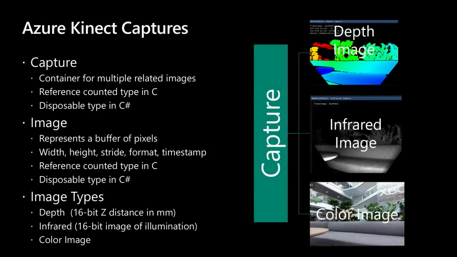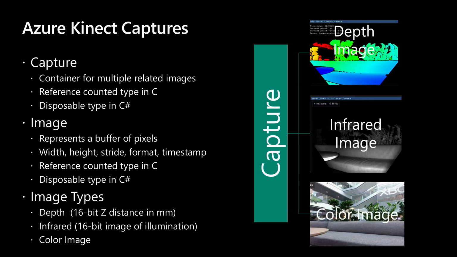So what is a capture? I keep using this word, so let's drill in a little more to what that means. A capture is a container for multiple related images. In the Azure Kinect Sensor SDK, the most common reason that images would be related to one another is because they're time synchronized, right? So they came from the color camera and the depth camera at the same time. In the C API, a capture is a reference counted type and a disposable type in C#. Similarly, for the images it contains.